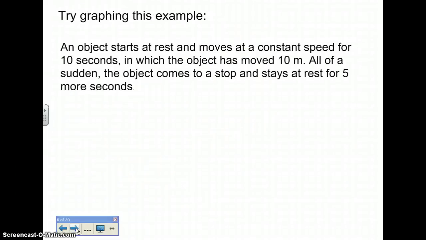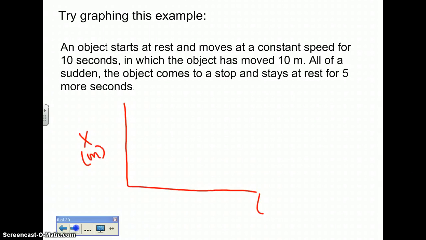Okay, so let's try graphing this example. An object starts at rest and moves at a constant speed for 10 seconds, in which the object has moved 10 meters. All of a sudden, the object comes to a stop and stays at rest for 5 more seconds. Okay. Displacement versus time.